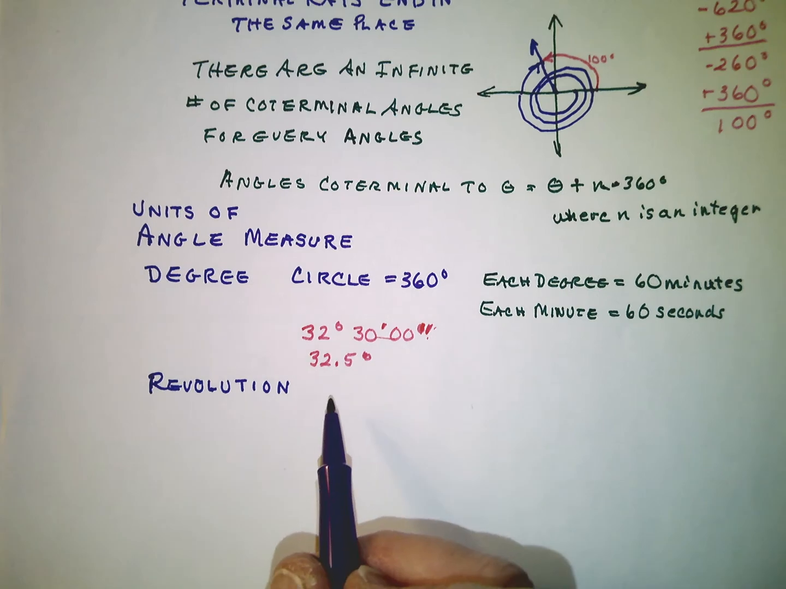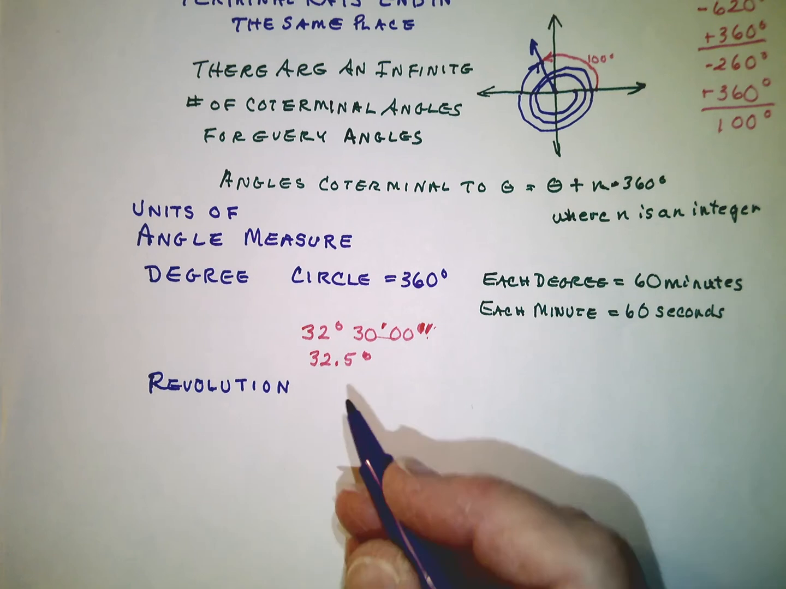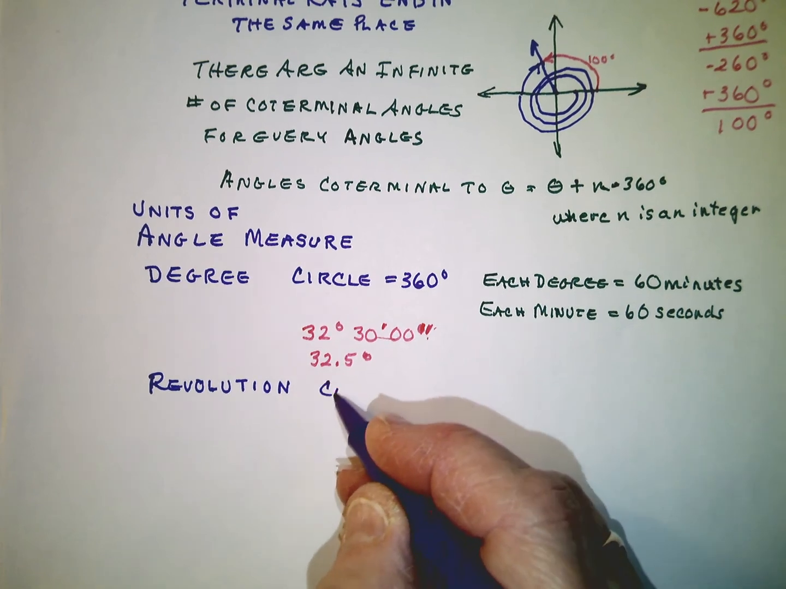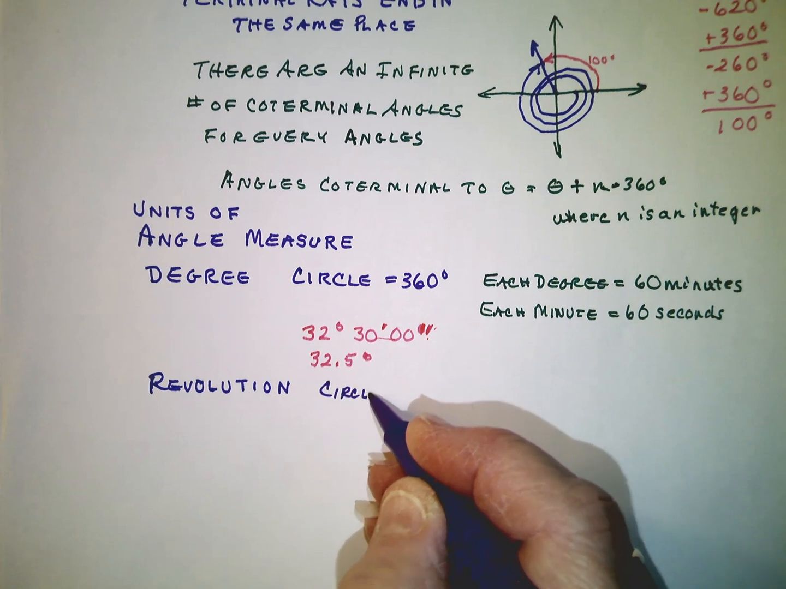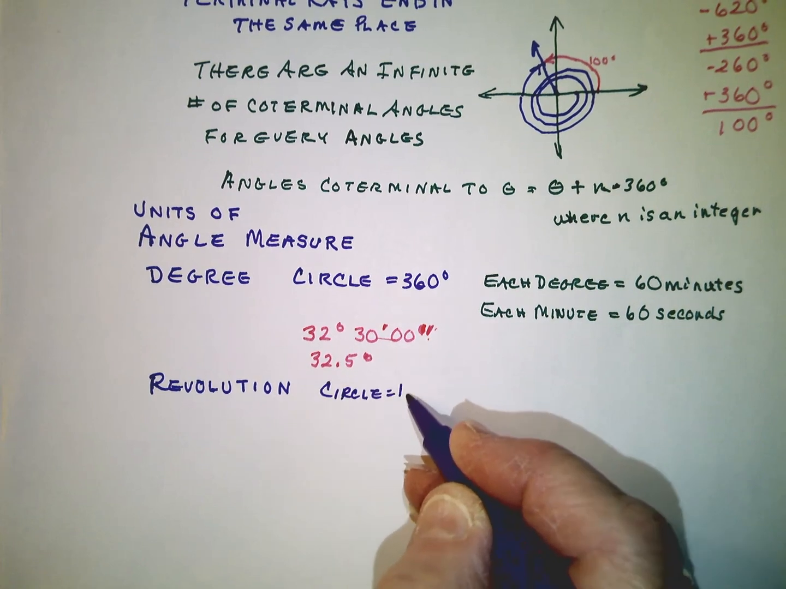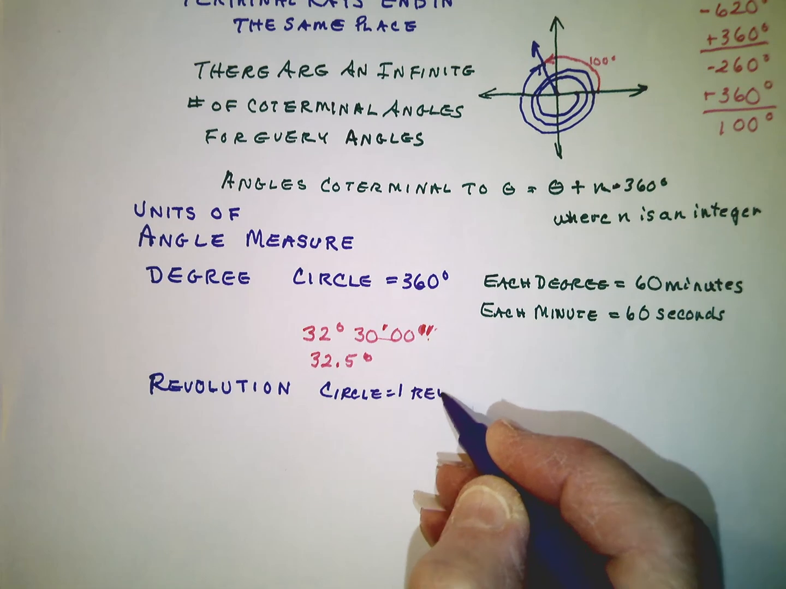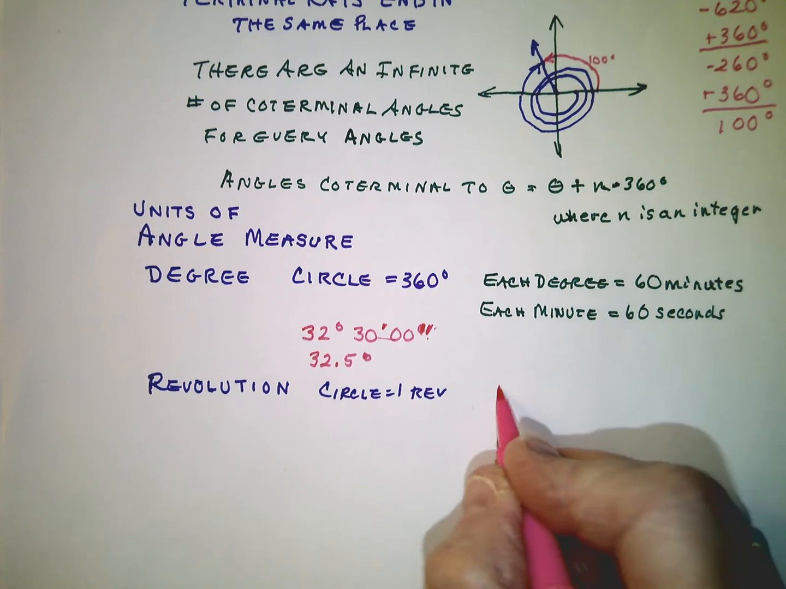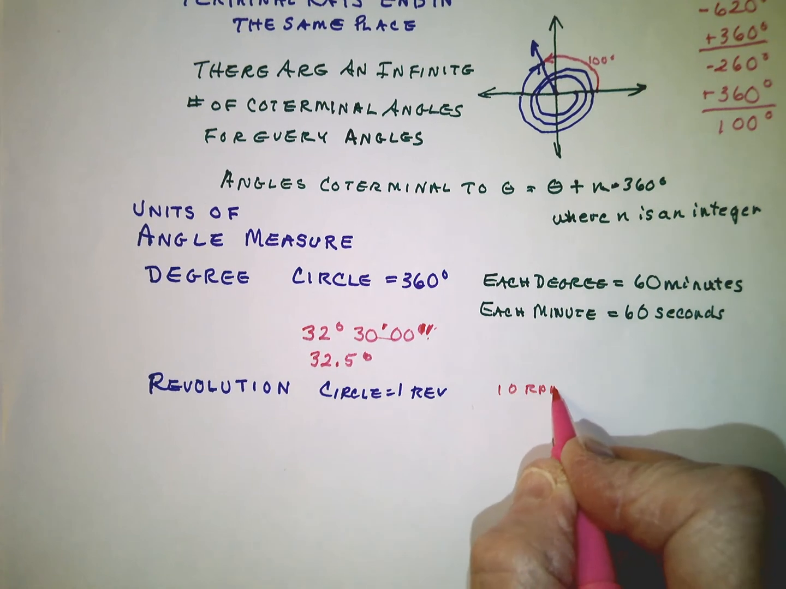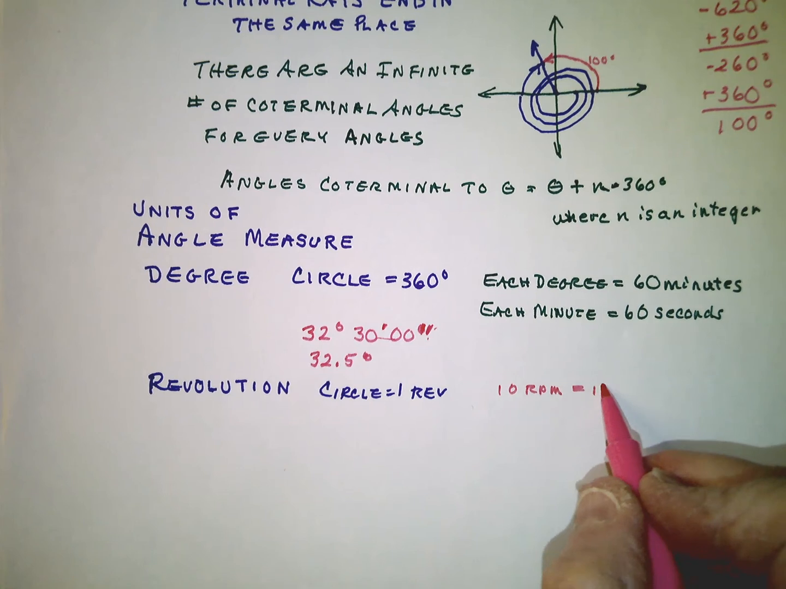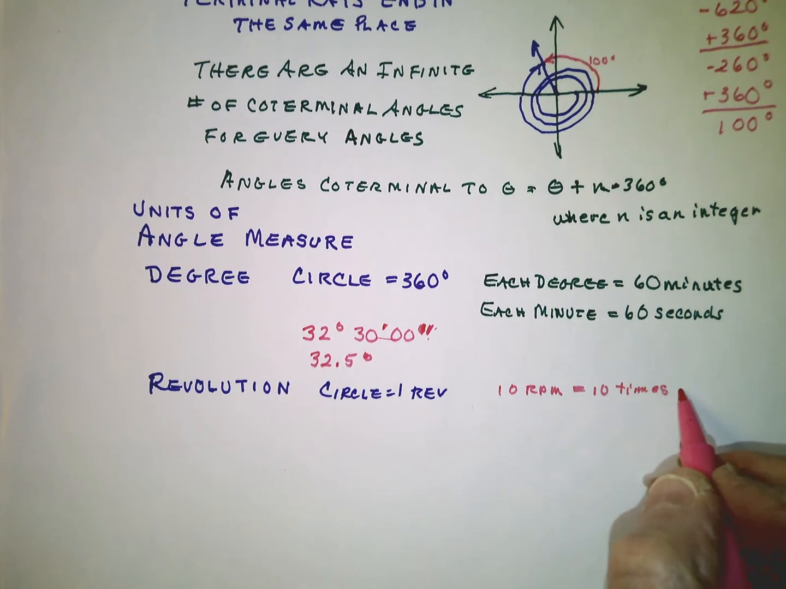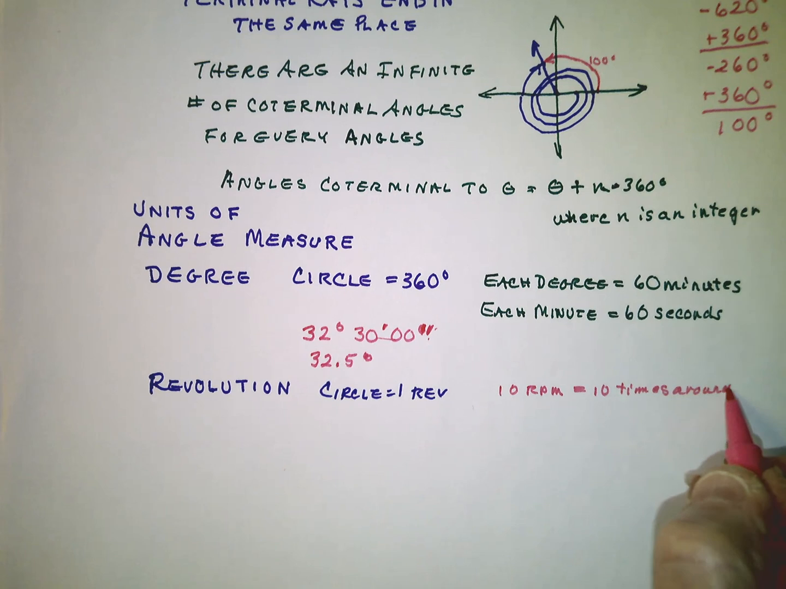A revolution has lots of meanings in the English language. It's even a flea and tick treatment, but revolution is pretty simple. The circle is going to equal 1 revolution. So if we have 10 RPMs, that means 10 trips around the circle in 1 minute. Very logical.